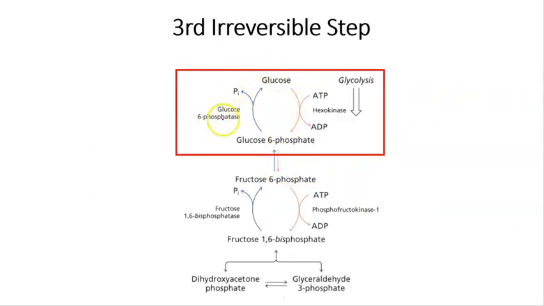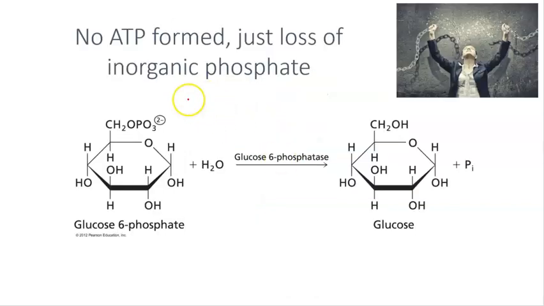Same thing happens for this last step. Once we lose this glucose 6-phosphate, the enzyme's a phosphatase, right? We lose that phosphate group, and we go to glucose. So here we go, we lose this phosphate group, and then we have this glucose molecule that's left over.